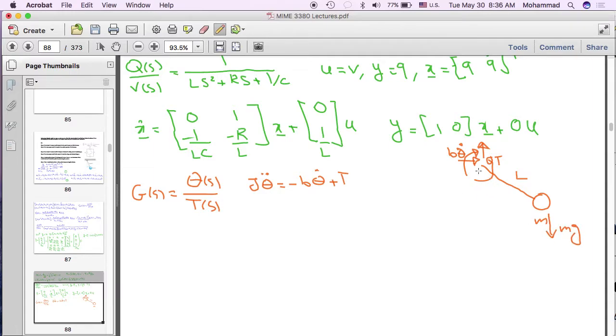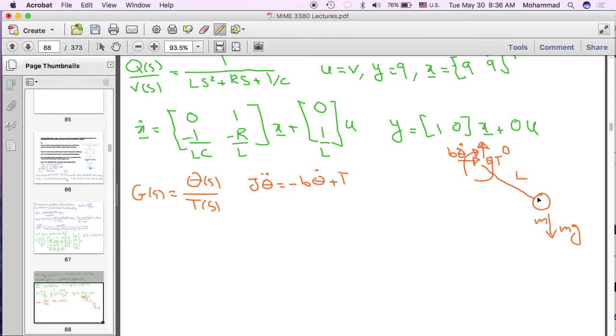So if you're adding all the moments about this point, call it point O, for example, I can write O anywhere. So if you're adding all the moments about point O, we already talked about T, which is applied by a motor. We also talked about B theta dot, which is the moment applied by the friction slowing down the motion. What is left? Is there any other moment that I need to include about point O? Yes? Negative L sine theta mg.